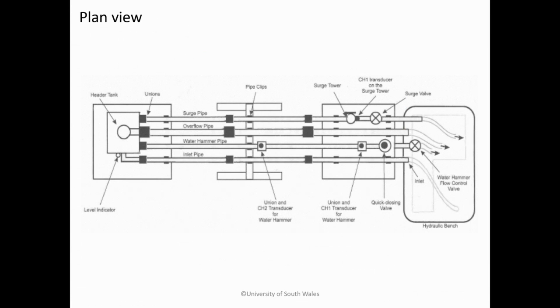Okay. So plan view of the system, there are a number of different pipes in here that you can see. For some of them, we are only going to be using the inlet pipe for the first experiment and the surge pipe, okay? The second experiment, we will use the water hammer pipe. So mid-experiment, we will change where we are recording information from. We'll just move the system around a little bit, and obviously we'll be in the lab to do that.